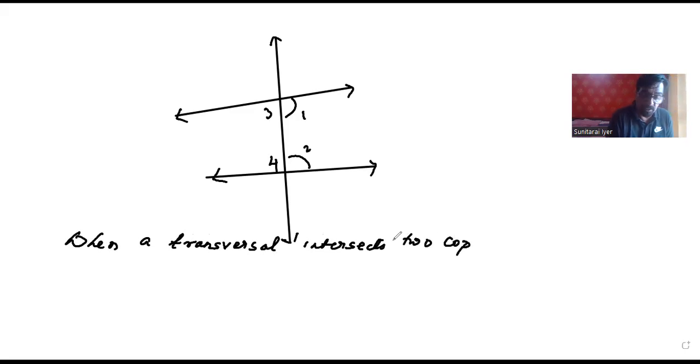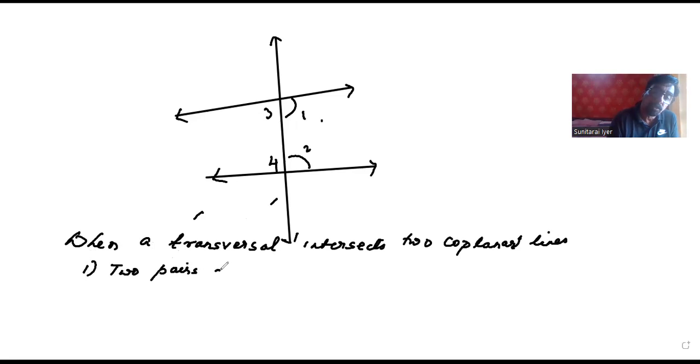Do you know what we mean by coplanar lines, children? When the transversal intersects two coplanar lines, you can see here two pairs of alternate angles are formed. Two pairs of alternate angles are formed.